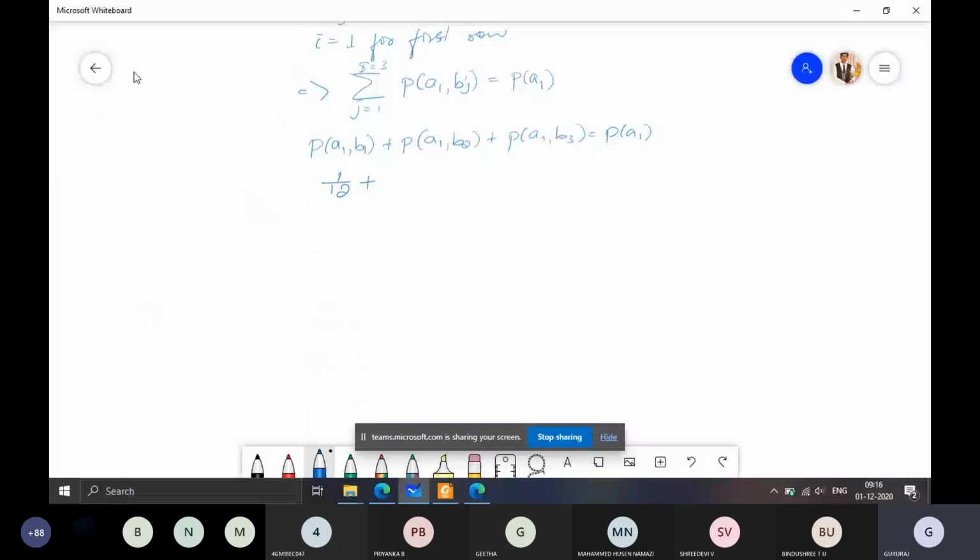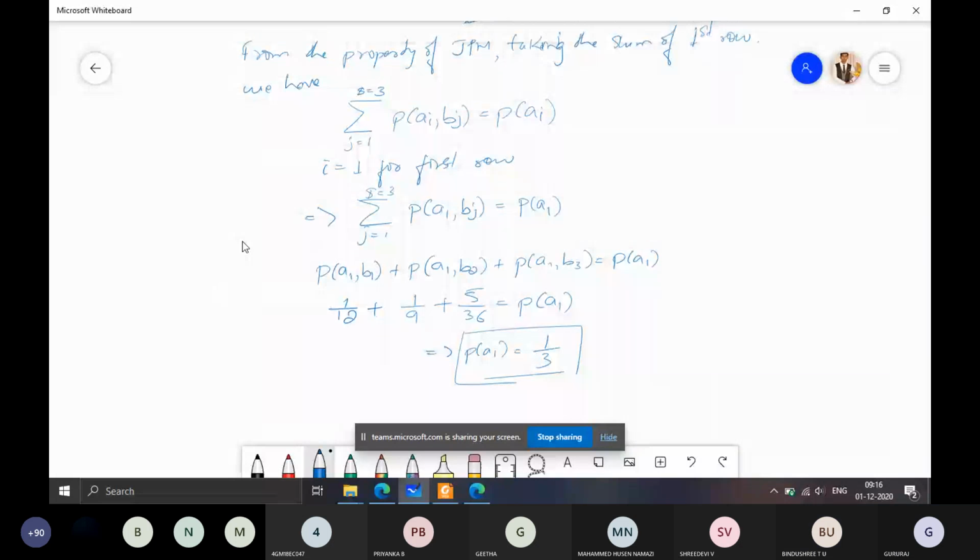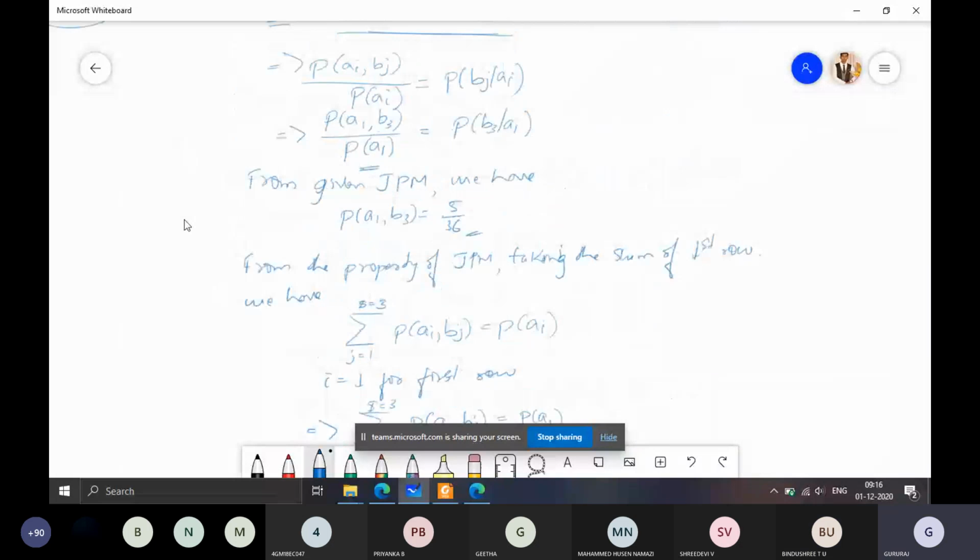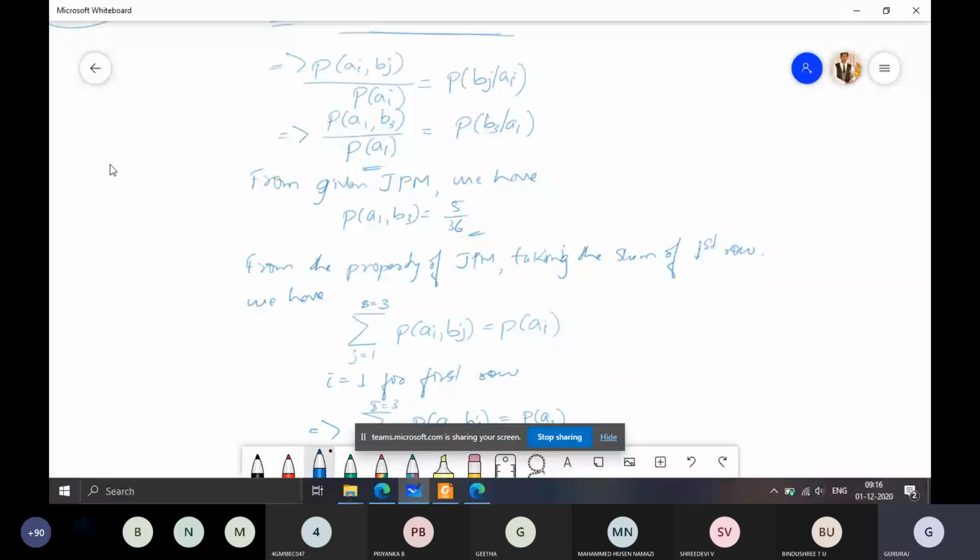So just write down that 1 by 9 plus... What about P of A1 comma B3? 5 by 36. So it is given as 5 by 36 in the JPM is equal to P of A1. So just add this and tell me what is the value of P of A1. 1 by 3. Okay, highlight your findings, so that it is easy for the examiner to evaluate the scripts.